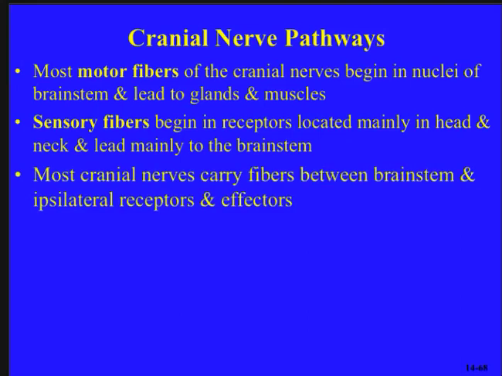Most cranial nerves carry fibers between the brainstem and the ipsilateral receptors and effectors. Remember, ipsilateral means on the same side of. As an example, a lesion in the left brainstem can cause sensory or motor deficits on the same side. The exceptions would be the optic nerve, where half the fibers cross over to the contralateral side, and the trochlear nerve, where all the efferent fibers lead to a muscle of the contralateral eye. So those are unusual exceptions in these pathways.